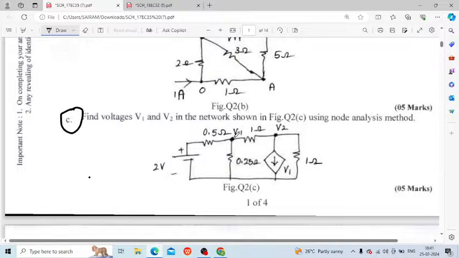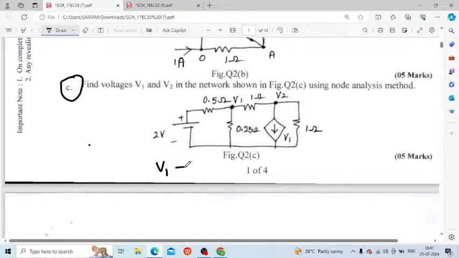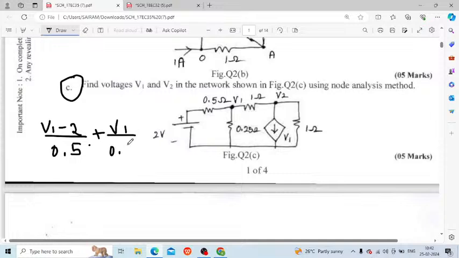Here I have already told you that it is V1 minus 2 volt divided by how much? Divided by 0.5. I had already told you this a little bit yesterday. In yesterday's video I told you it is V1 minus 2 divided by 0.5, plus V1 by 0.25. So what I can say is V1 minus V2 by 1 which is equal to 0. I've told you this, right?